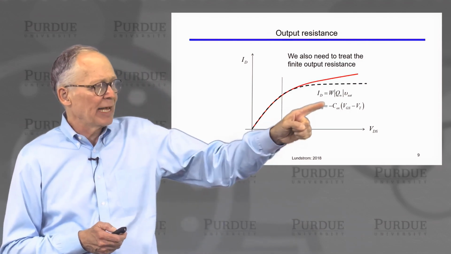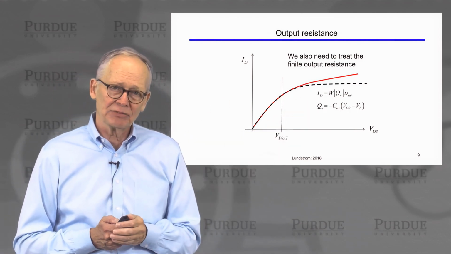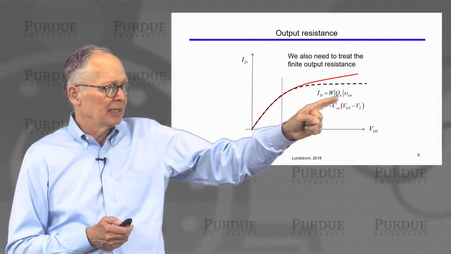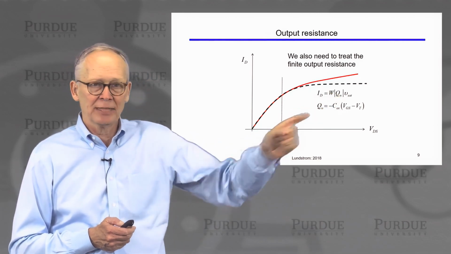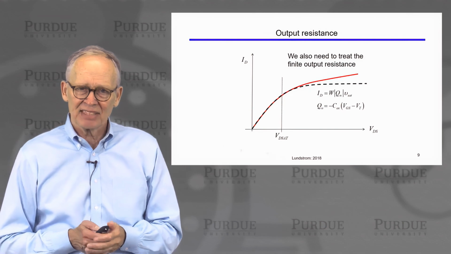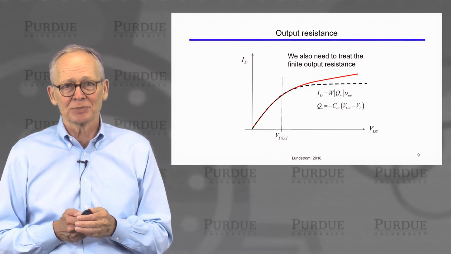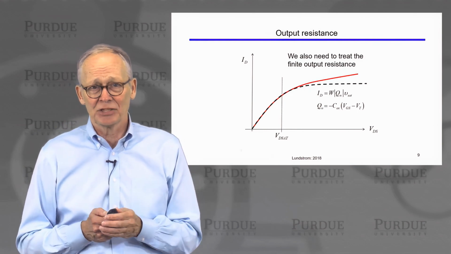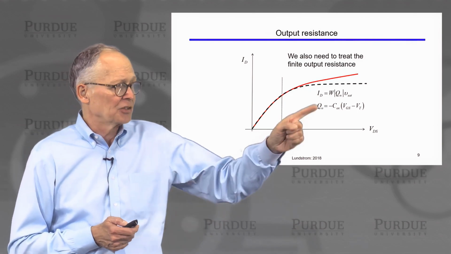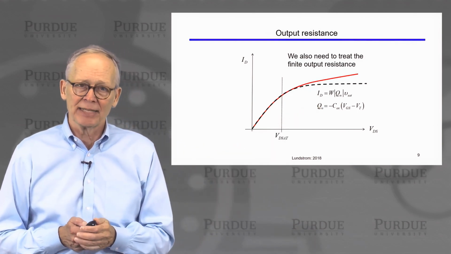Well, we can see where that can come in. There's really not much we have to do to our expression. The current here is charge times saturation velocity. The saturation velocity is just a number, about 10 to the 7th centimeters per second for silicon. That's not going to change with drain voltage. The charge is minus C_ox, V_g minus V_t.